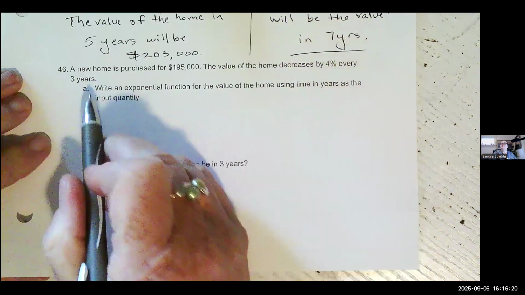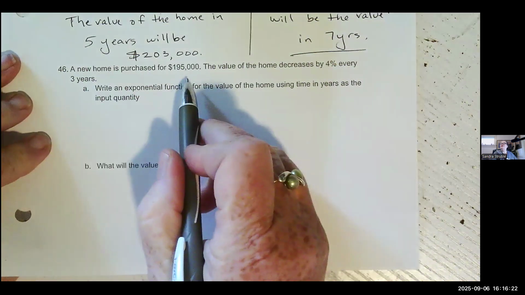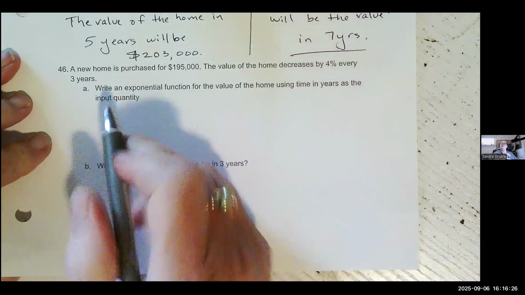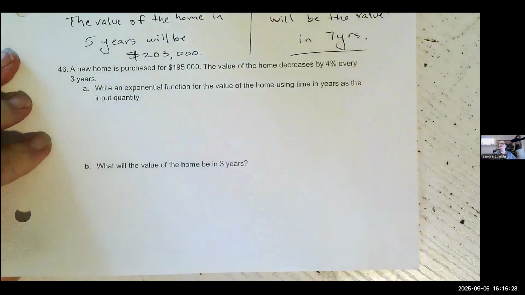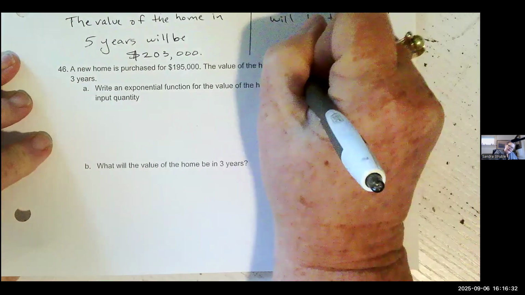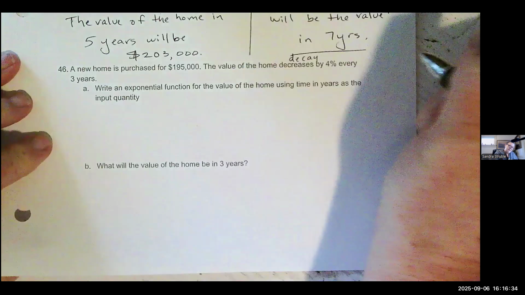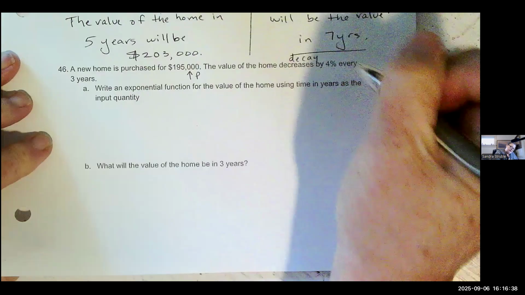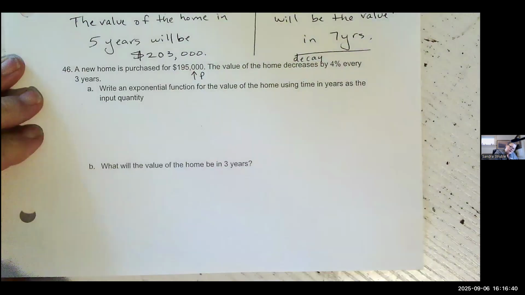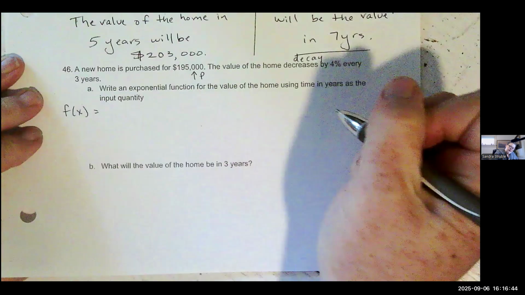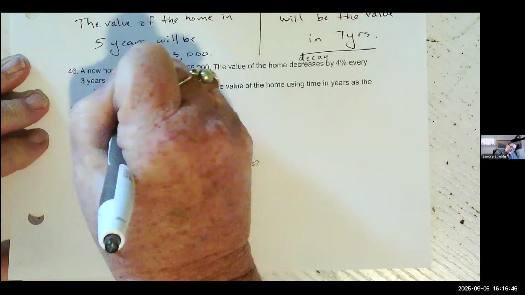A new home is purchased for $195,000. The value of the home decreases by 4% every 3 years. I want you to pause the video and do this one yourself, since I haven't given you that option. All right, we see that this is decaying. So we're going to use 1 minus. This is my P, my initial value. So F, we're having to use X or T. Okay, F of X is the value of the home. Is 195,000 initially.